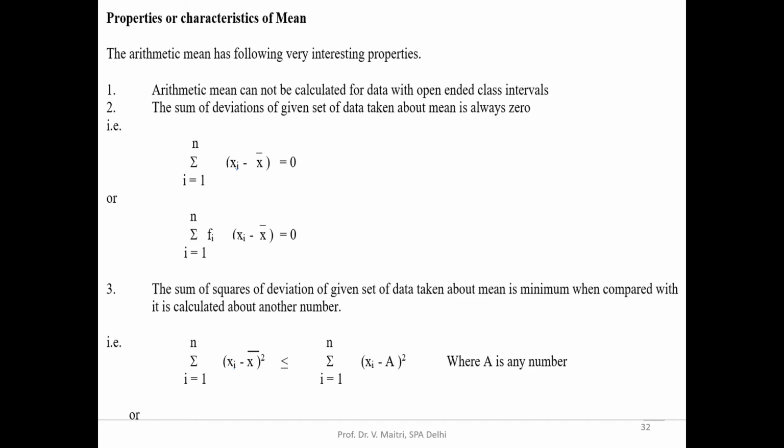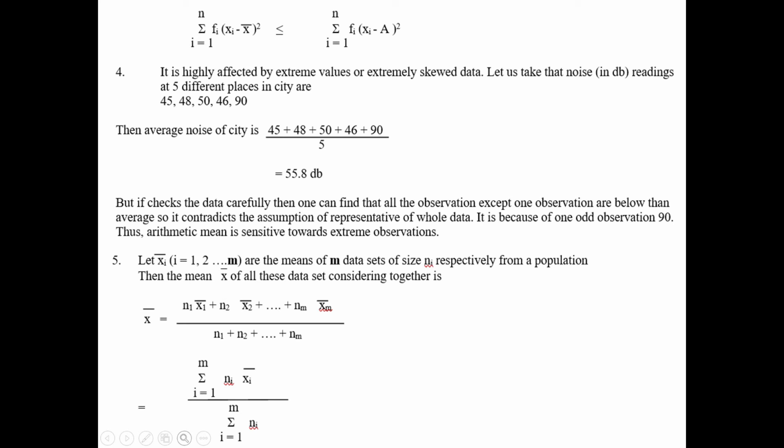And the third one: the sum of squares of deviations of a given set of data, if taken around the mean, is minimum when compared with any other number. So the sum of squares taken around the mean is less than if taken around any other number A, because this gives us the minimum value. Similarly for frequencies, it also holds.